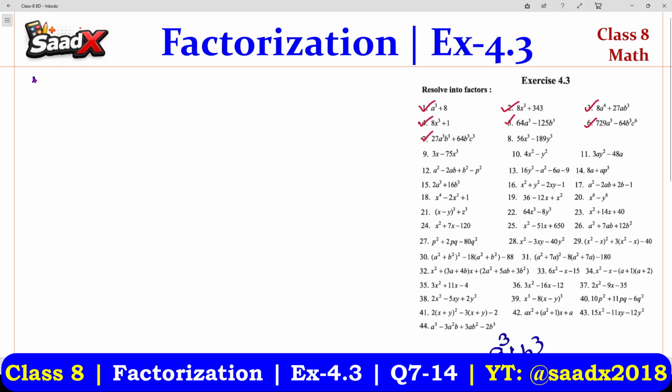Question 8. 56x³ − 189y³. Look at this math. This 56 is not in any cubic format, and 189 also same thing. So in this case we have to find a common factor. We have to find the highest common factor, then we will divide this expression.